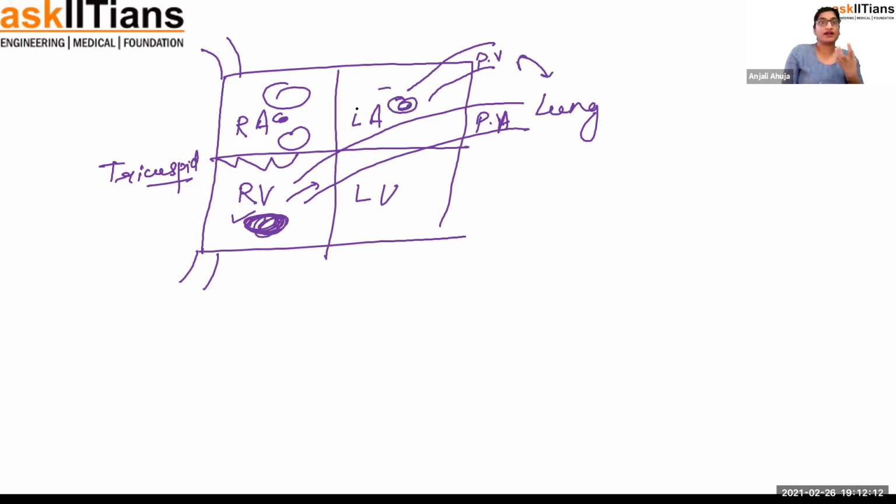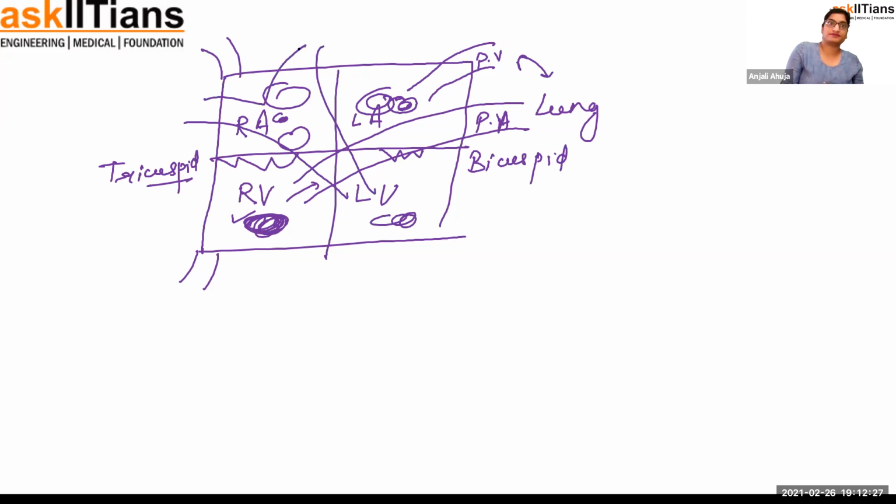Then there will be a lot of blood in the left auricle, and then the bicuspid valve opens, and all the blood is there in the left ventricle. Now in the left ventricle, the aorta is present. The aorta valve opens, and all the blood goes from the left ventricle into the body because it is oxygenated. That's how it happens. Are you getting my point?